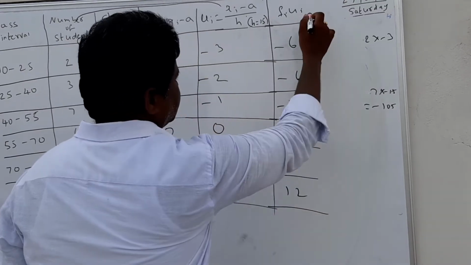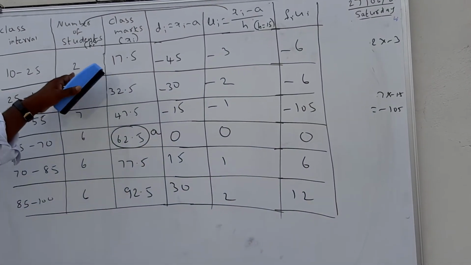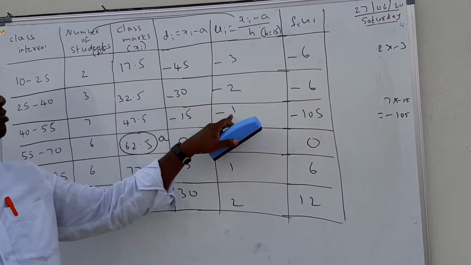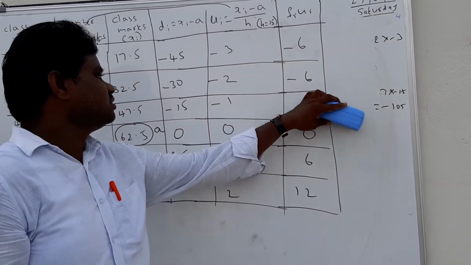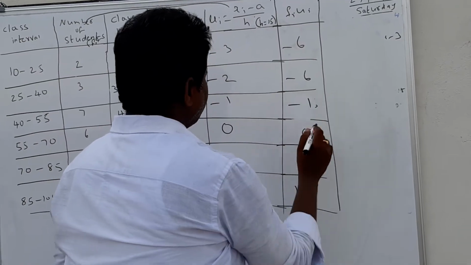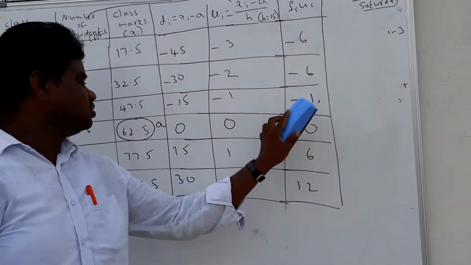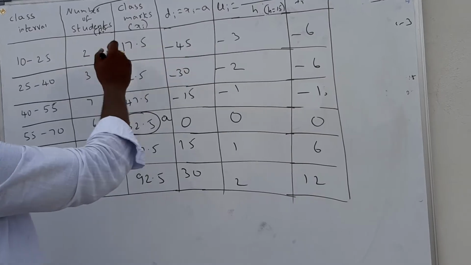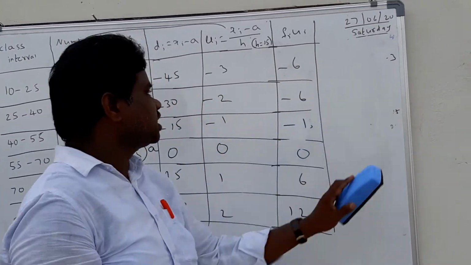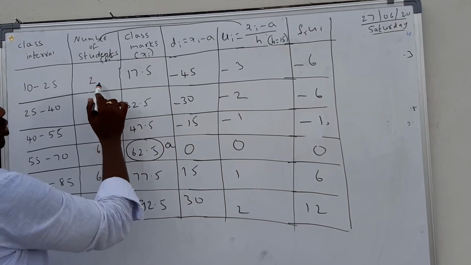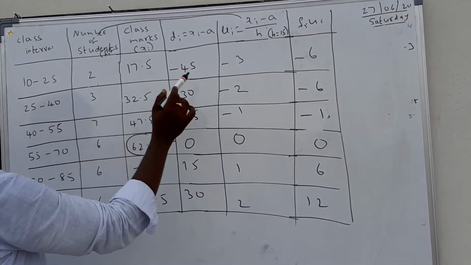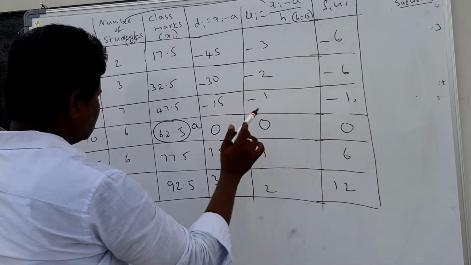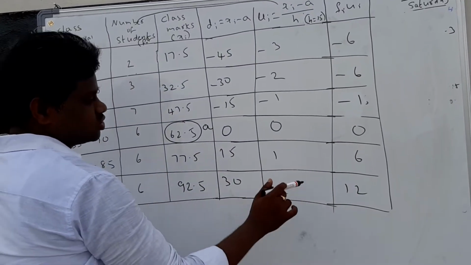Again, I am telling you, fi ui means you multiply the frequencies by the corresponding ui values. 2 into minus 3, minus 6. 3 into minus 2, minus 6. 7 into minus 1, minus 7. 6 into 0, 0. 6 into 1, 6. 6 into 2, 12.